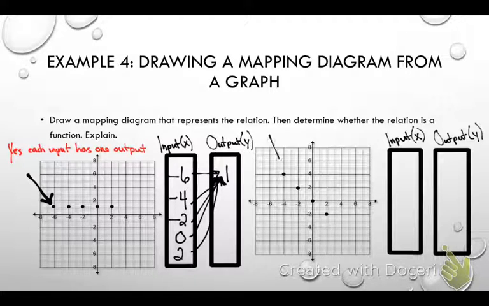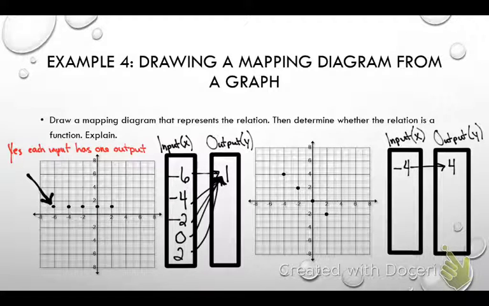Does anybody think they know the input output for the first point? First point, Eric? -4, 4. Yes, so I'm going to go -4 and 4, and draw my arrow, showing that those two values match up. All right, go ahead and do the next 3.